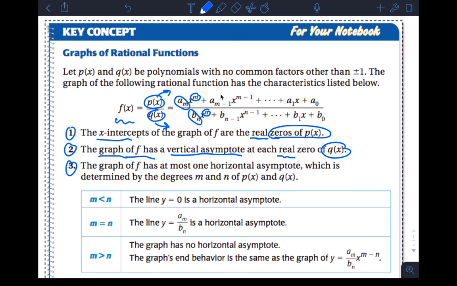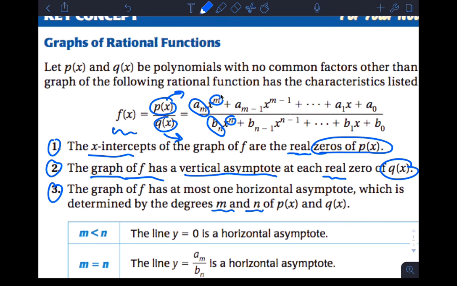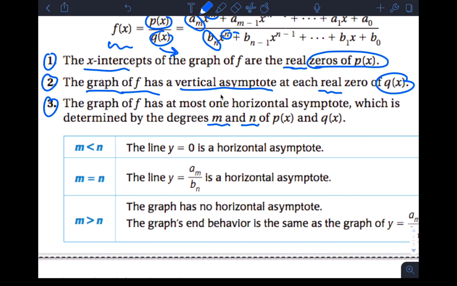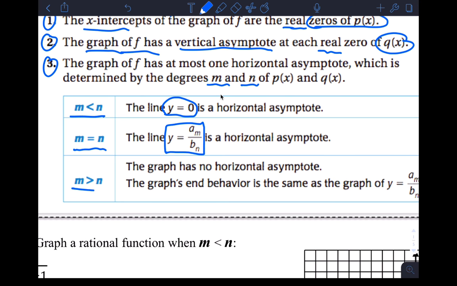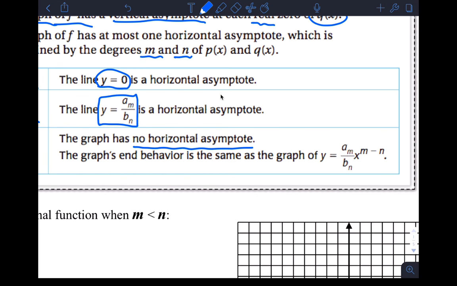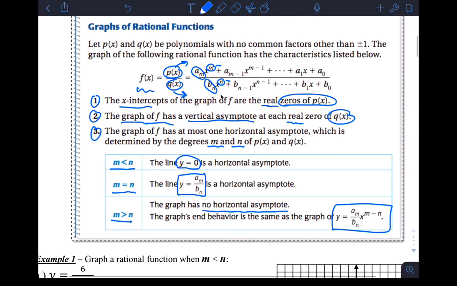And then when it comes to horizontal asymptotes, step 3, we have three cases. So you have to compare m and n, in other words, the powers of the numerator polynomial and the denominator polynomial, compare their powers, and then you get three cases. If m is less than n, the line y equals 0 is a horizontal asymptote. If m is equal to n, this line is the horizontal asymptote. And if m is greater than n, there is no horizontal asymptote, but the end behavior of the graph follows this line right here. Okay, so that's a little overview of the strategy we're going to use to graph these functions.